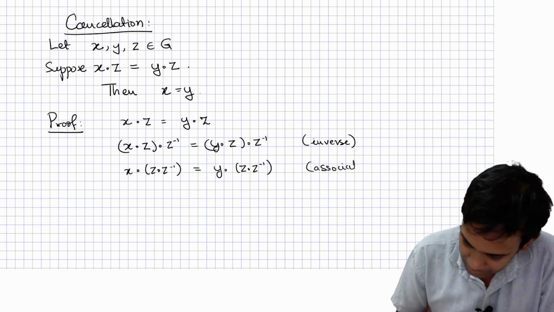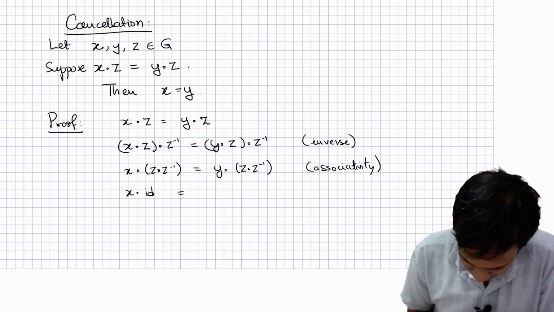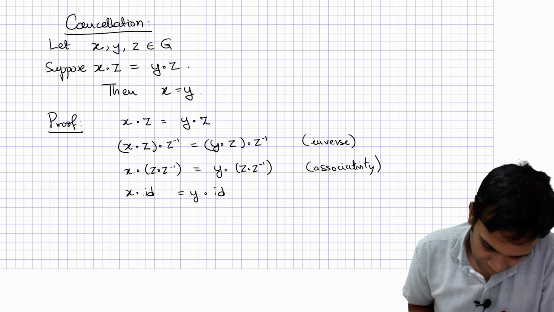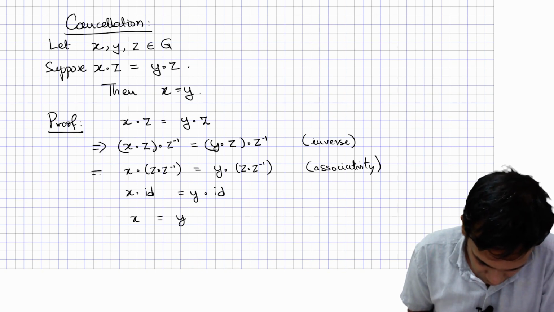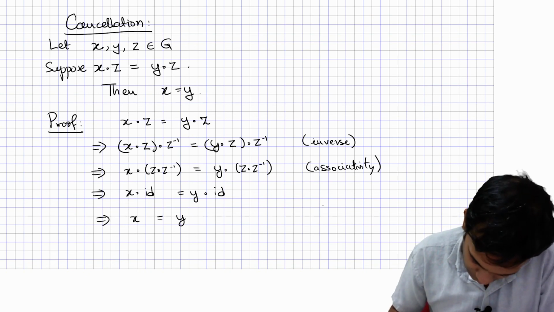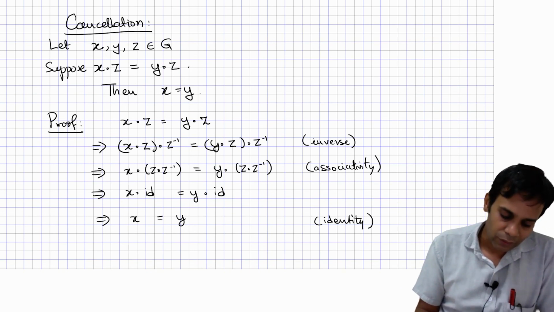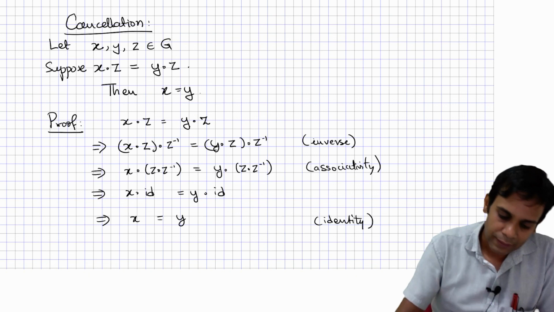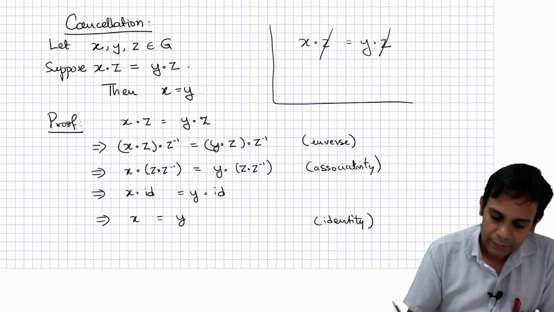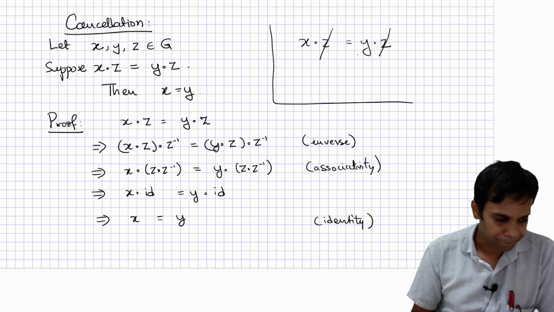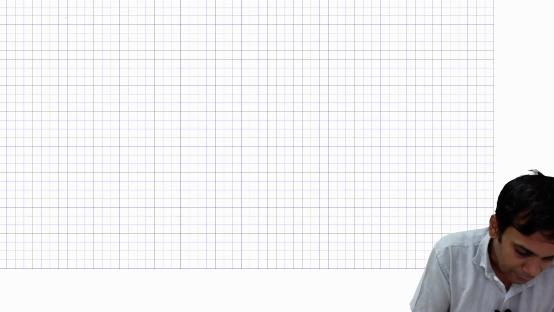So this uses associativity. And now what is z dot z inverse? Well, that's just identity. And x dot identity is x and y dot identity is y. So this uses the identity property. What we've shown is that if x dot z is y dot z, then x is equal to y. You can think of this as a cancellation rule. You have an equation which says x dot z is y dot z, so you can cancel z on both sides and get that x is equal to y. Okay. Another simple property of groups is the uniqueness of the identity.